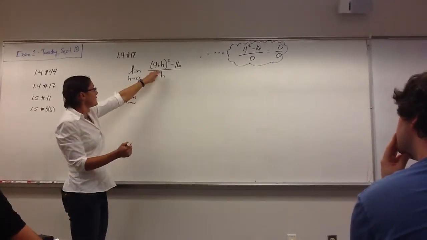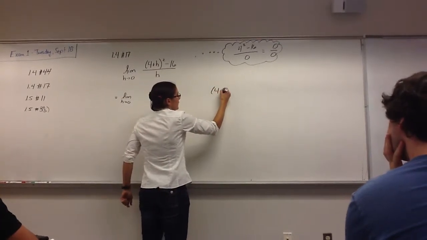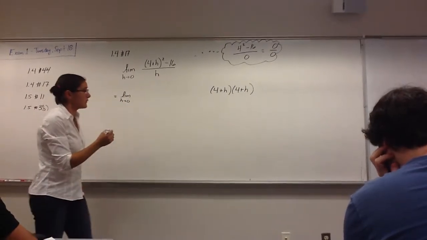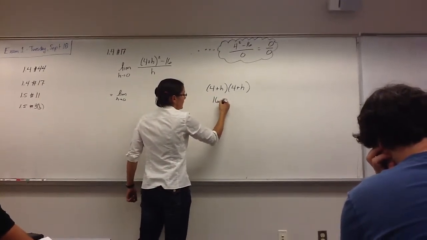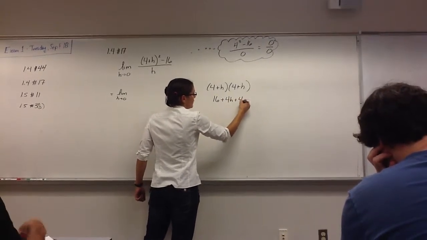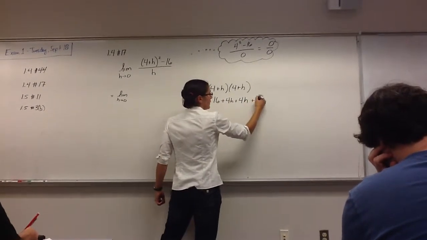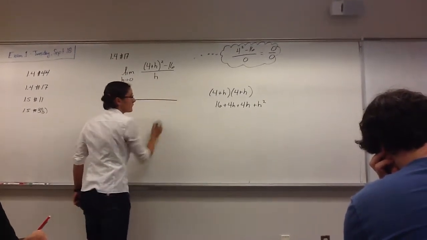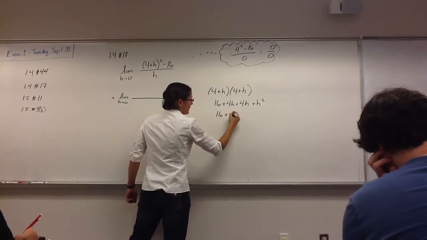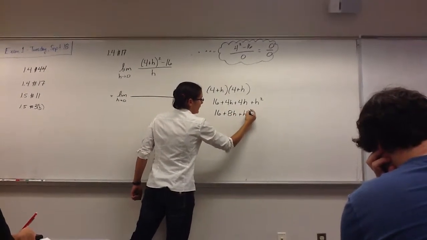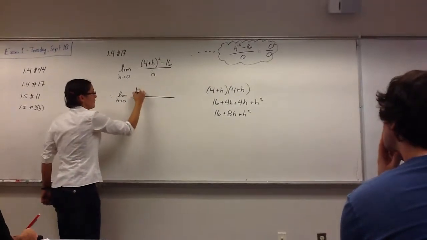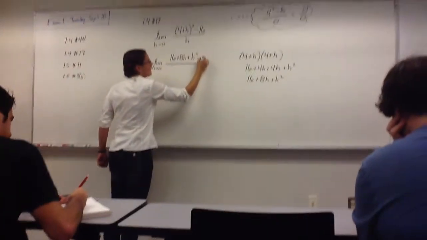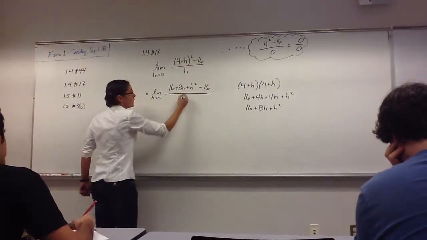Okay, so if I expand out this numerator, while doing a little side work over here, (4 plus h) squared is (4 plus h) times (4 plus h). So we've got 16 plus 4h plus 4 more h's plus an h squared. And so that simplifies to 16 plus 8h plus h squared. Now I'll put that up in my numerator up here: 16 plus 8h plus h squared minus 16, all over h.